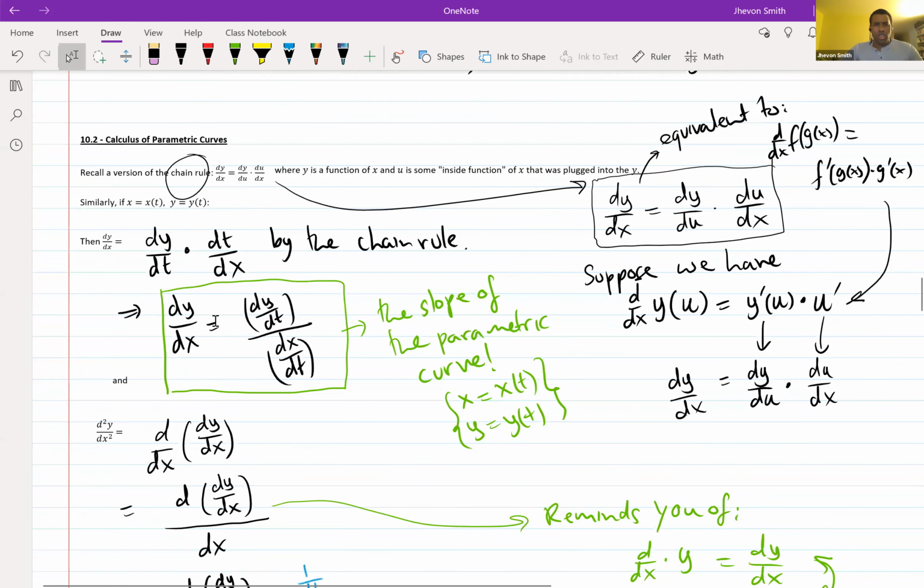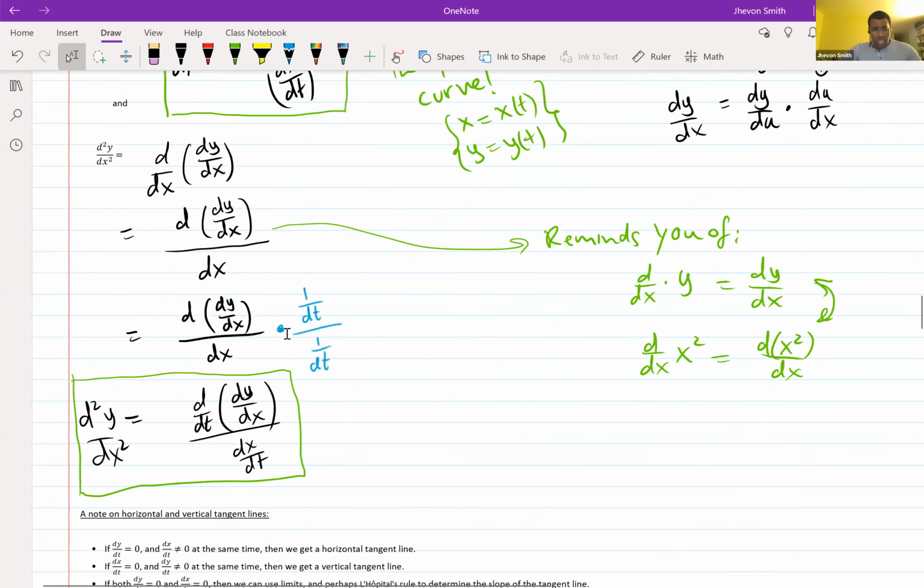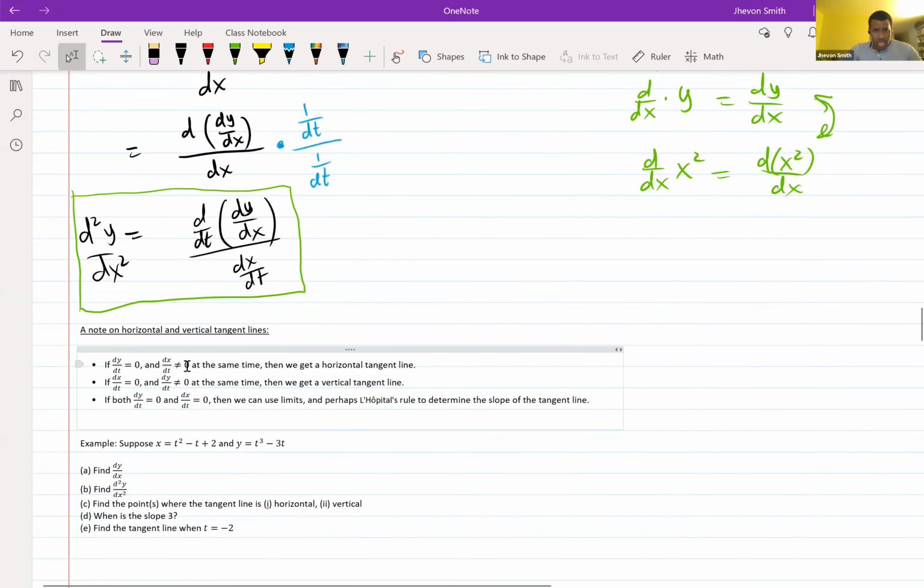Realizing that the first derivative is a fraction, if the derivative is 0, which is how we would get a horizontal tangent line, what that would mean is that this fraction needs to be 0. Now, a fraction is only 0 if the numerator is 0, right? So assuming that dy/dt is 0 and dx/dt is not 0 at the same time, because you don't want to divide by 0, you would get a horizontal tangent line. So that's just a fact that we can easily extrapolate here.